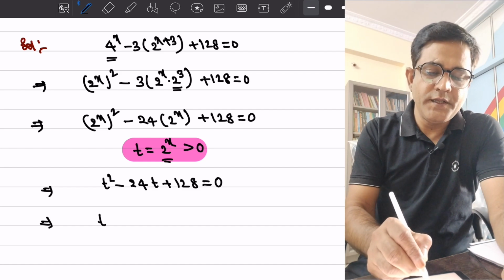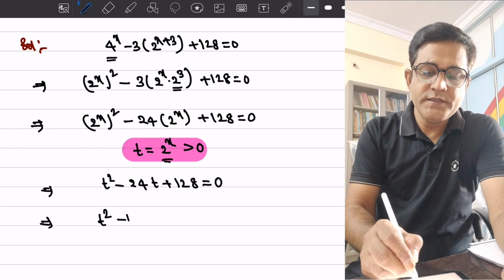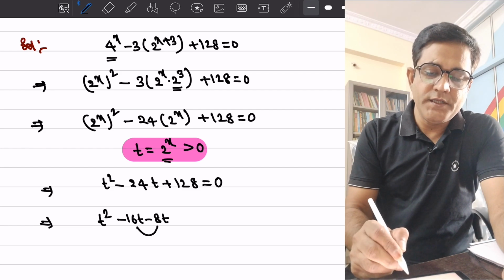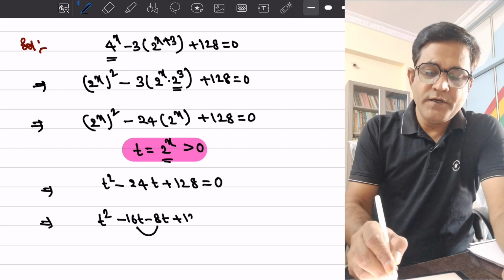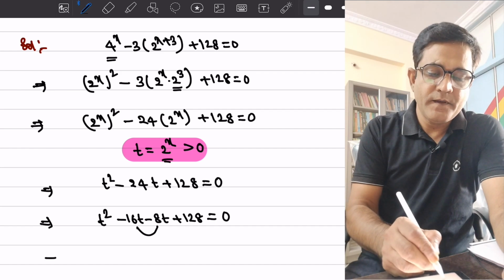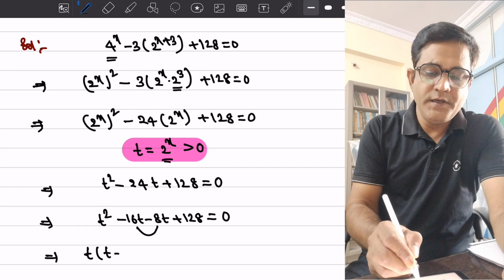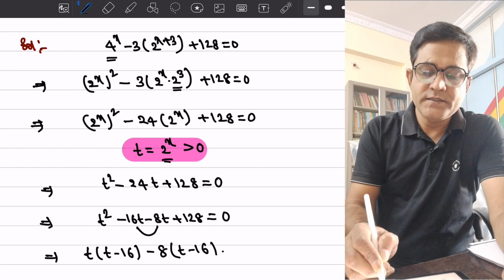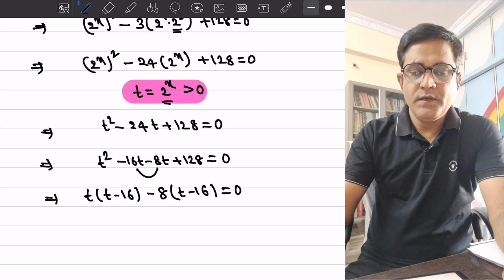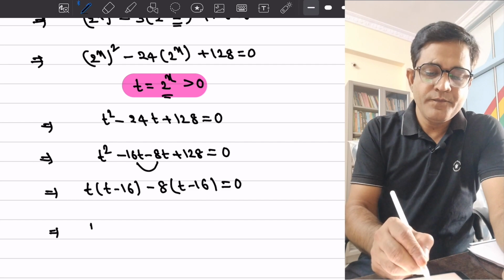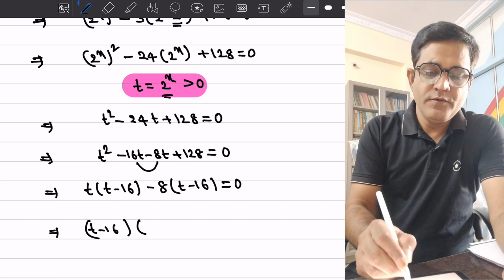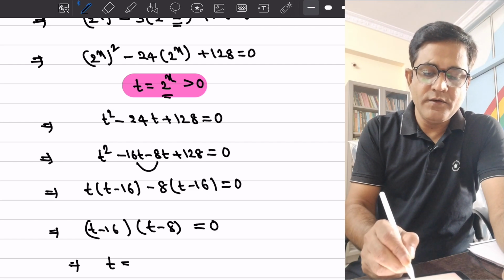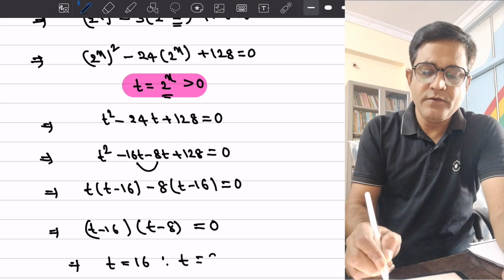Solve for t. To solve for t, t² minus 24t is minus 16t minus 8t, since 16 eights are 128, plus 128 is equal to 0. That implies t into (t − 16) minus 8 into (t − 16) is equal to 0. Now, take out (t − 16) common. Therefore, (t − 16)(t − 8) is equal to 0. Therefore, t is equal to 16 and t is equal to 8.